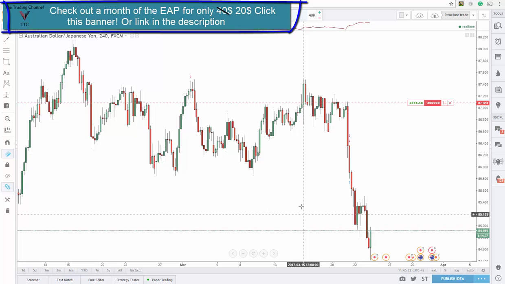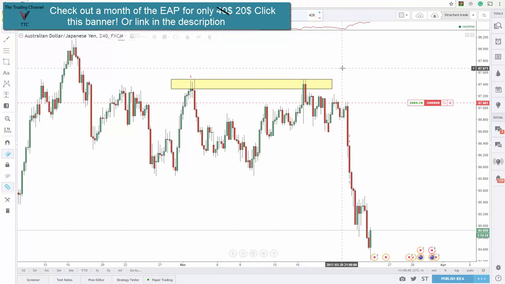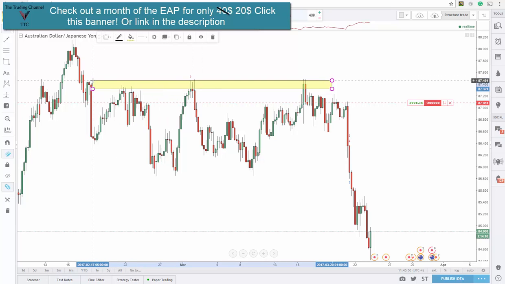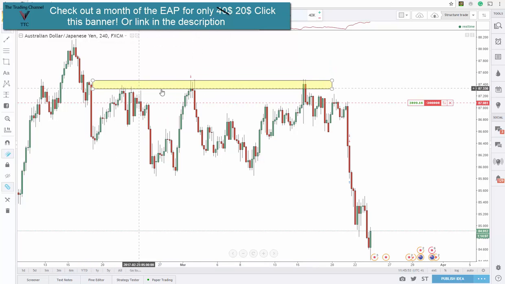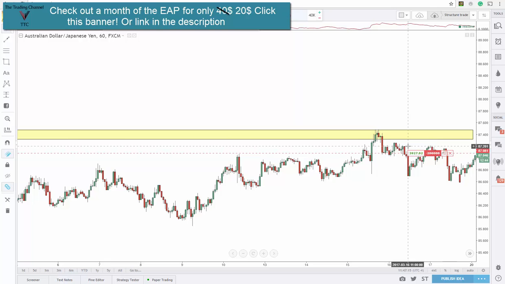Alright guys, so here we are on the Aussie yen chart, and we're actually on the 4-hour time frame, because first off I want to show you guys that last rule that we discussed, which was that the market must be pushed down from a previous level of resistance or support. And as we can see, we have this previous level of resistance here on this 4-hour time frame that was actually tested multiple times. So now we'll drop down to the 1-hour chart and take a look at the actual entry. Alright, so here we are on the 1-hour chart.